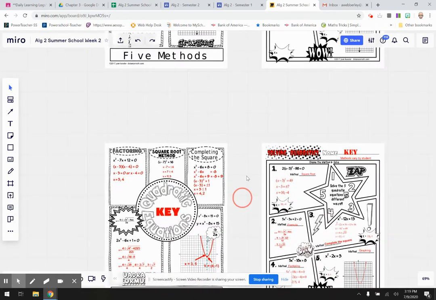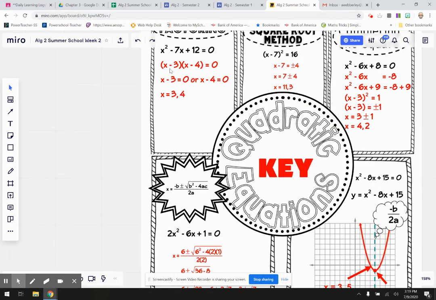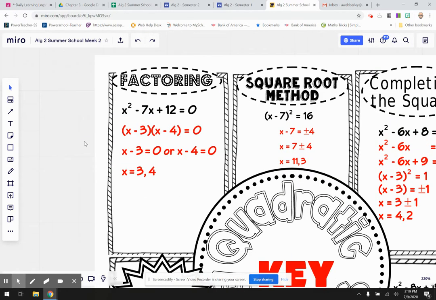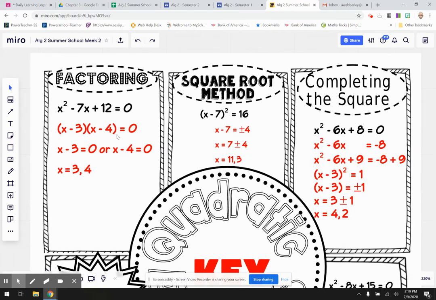What I'm going to do is look at the 2 answer keys and walk you through them, adding a few things of my own, so you can see how to do each of the 5 methods. There are 5 different methods to solving quadratics, 5 ways to attack it. One way to attack it is factoring. Factoring means you want to break it into smaller pieces.